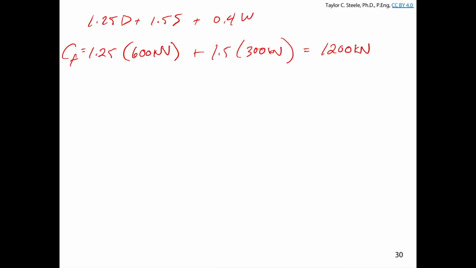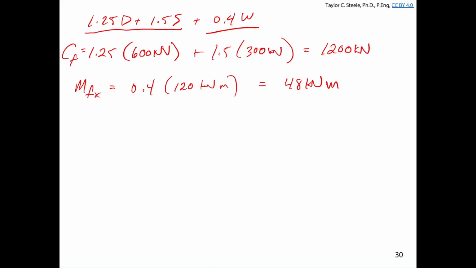Yep. And the corresponding Mfx comes from the 0.4 wind term. That's 0.4 times the 120 kilonewton meters that we had from the moment diagram, and that gives us a moment of 48 kilonewton meters. Okay, so the 1.25 dead plus 1.5 S gives us our axial force. The 0.4 W gives us the corresponding bending moment acting on the beam column.